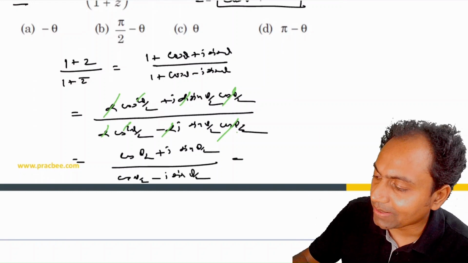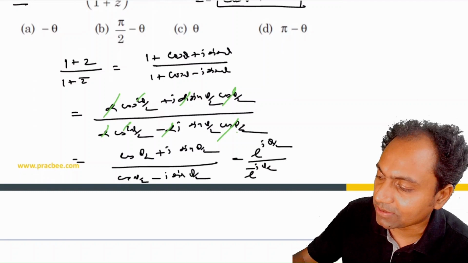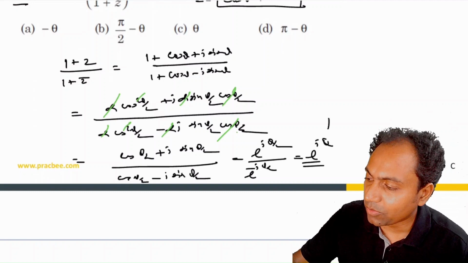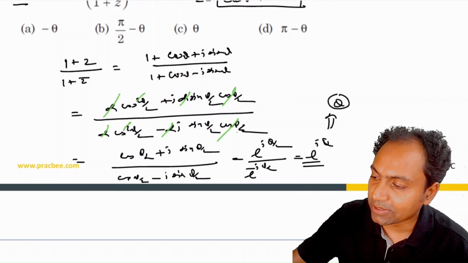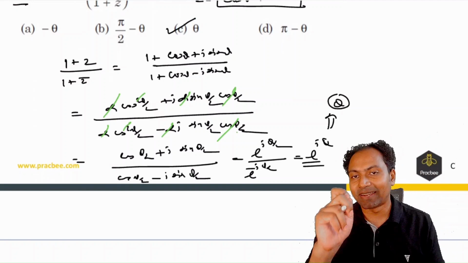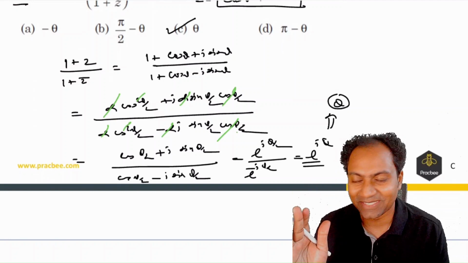So numerator part can be written as e raised to the power i theta by 2. Denominator will become e raised to the power minus i theta by 2. So answer becomes e raised to the power i theta. So your argument here is nothing but theta. And that is option C. And this logic of 1 plus cos theta, 1 minus cos theta, and sin theta using those half angle formulas in trigonometry is very important, will be used multiple times.